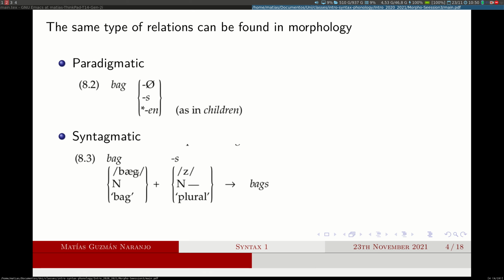And you see the phonology of the stem, which is bag, and the phonology of the suffix, which is z. And here it basically says that the suffix must attach to a noun and then the plural meaning. And the relationship between these two morphemes is that they must follow each other and they produce the word bags. So as you can see, we can understand relations in morphology both from a syntagmatic and a paradigmatic perspective.